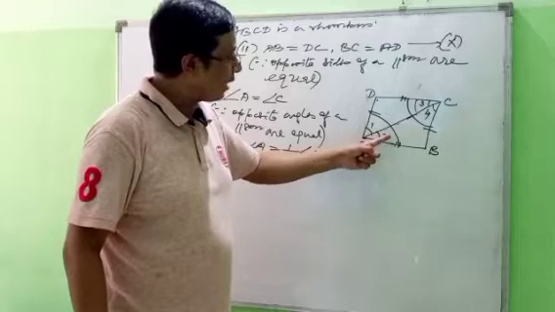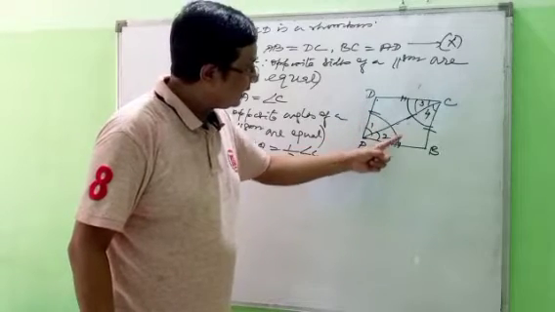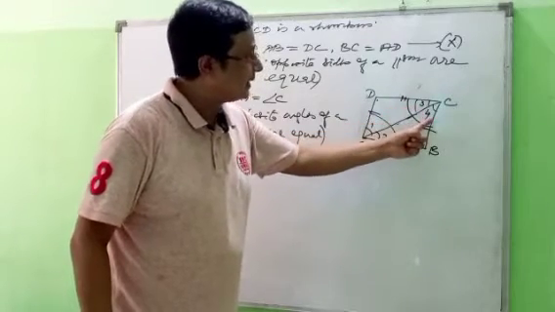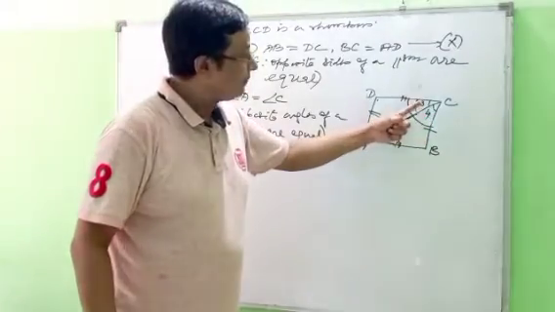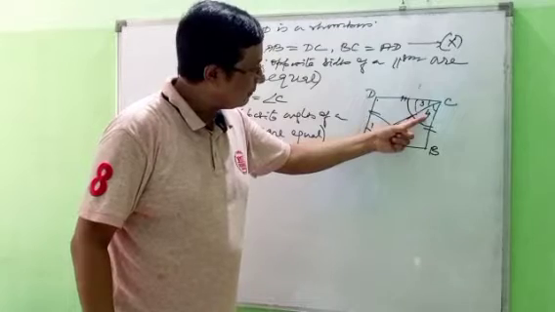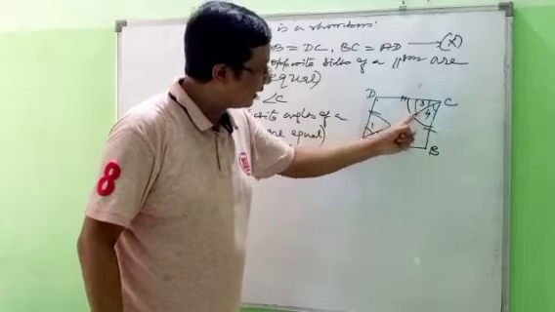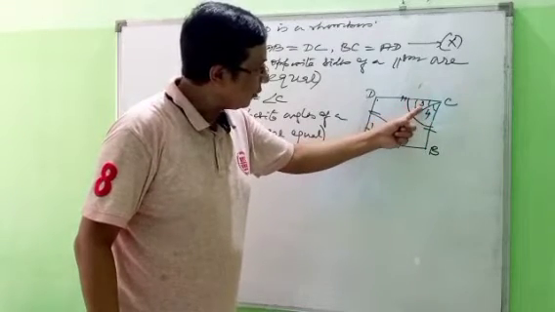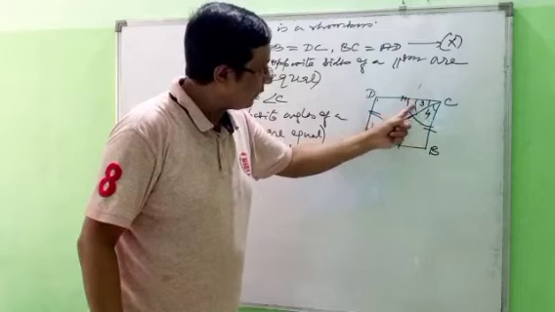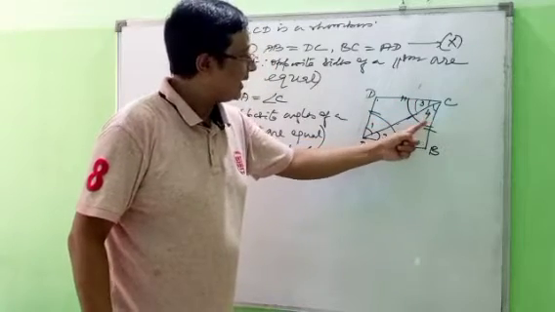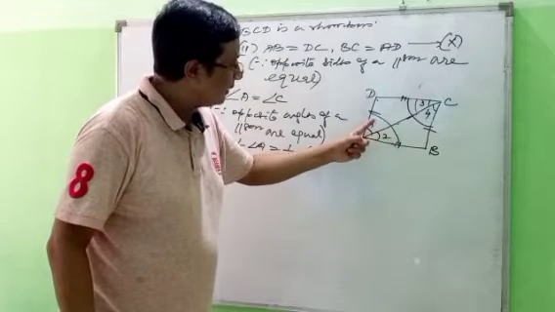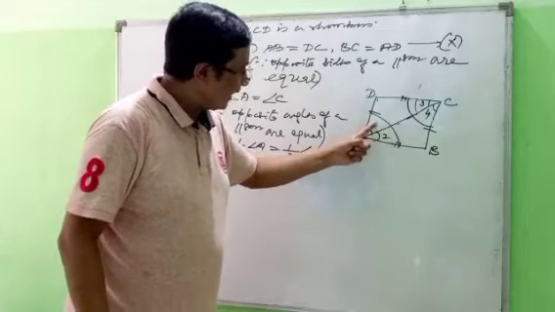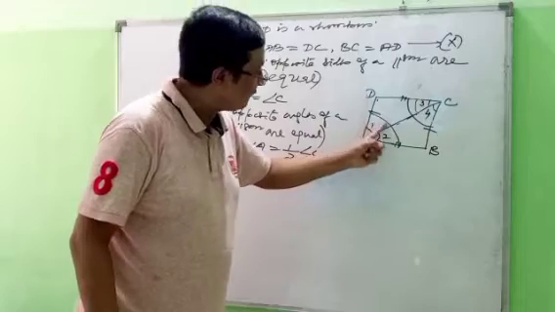So 1 and 2 are half of A, then 3 and 4 are half of C, because their measurements are equal. So 3 equals 4 because AC bisects angle C. Thus 3 and 4 are each half of angle C, and here angle 1 equals angle 2. So each of the angles, that is 1 and 2, is half of A.